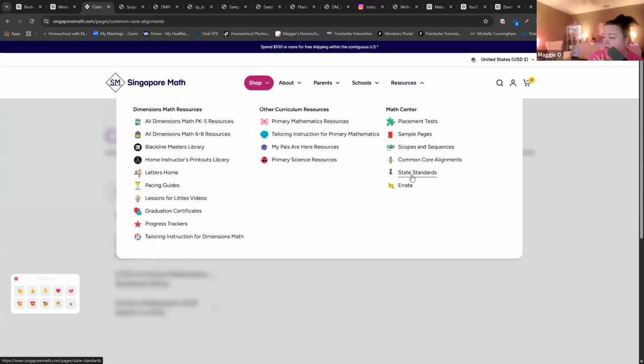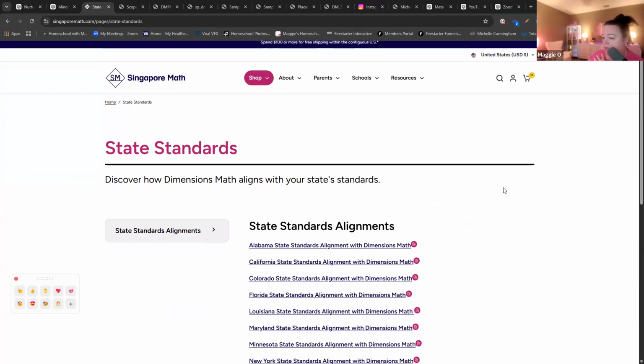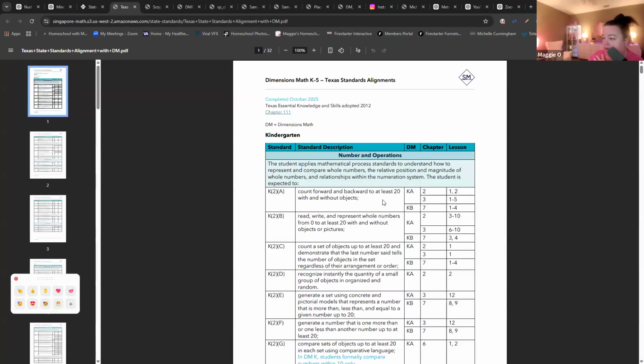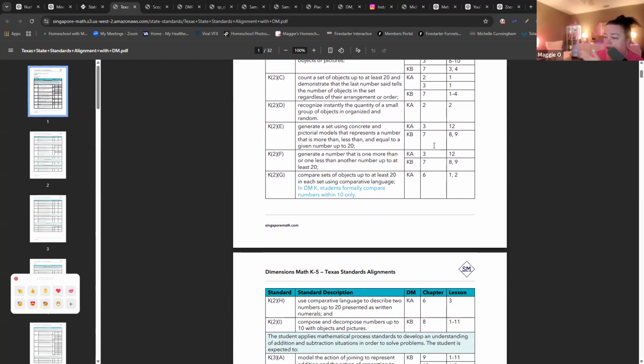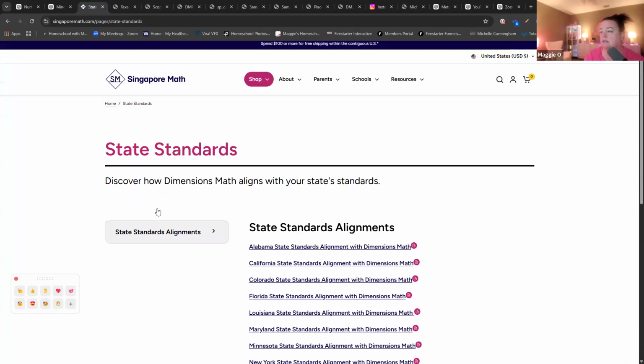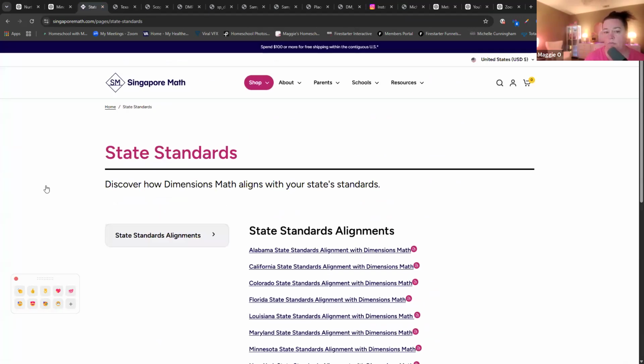And then here you have state standards, and they list it out by state. I'm in Texas, so I'm going to click on the Texas one. And this is what Texas standard alignment, like kind of how it would align with where they need to be. So it's easy to follow in their website, which I really like a lot.